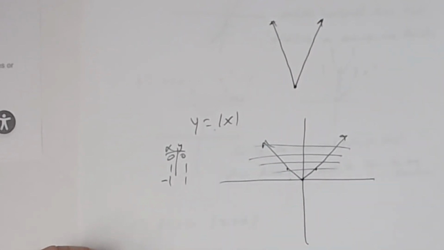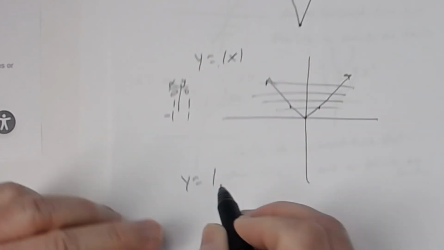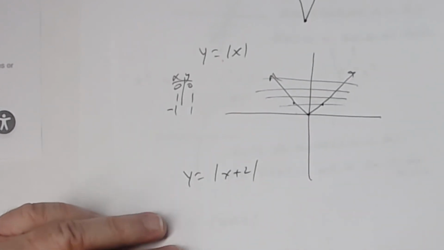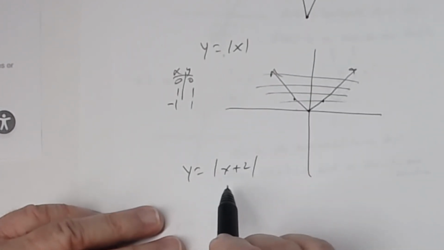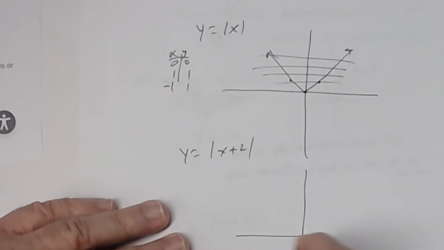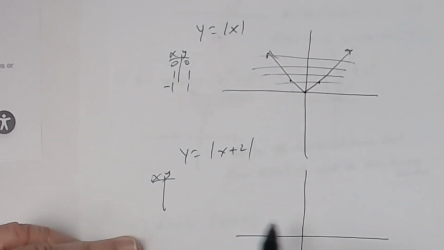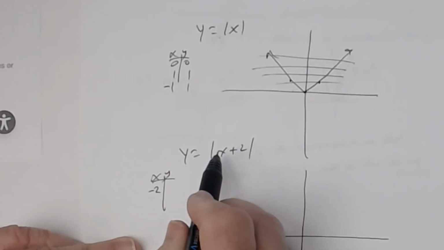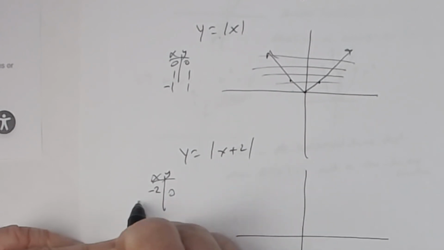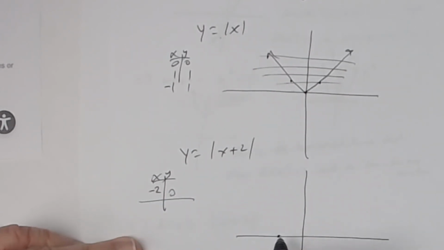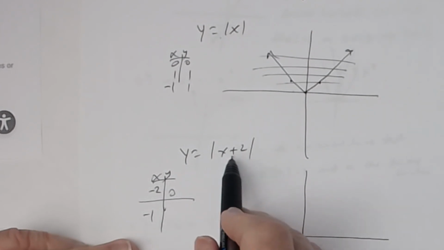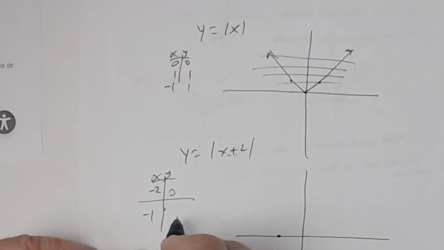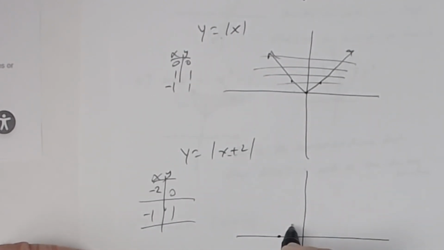So if this fails a horizontal line test, then what do you think about this, where we had the absolute value of x plus 2? Well, that should fail it also. Now, the graph of the absolute value of x plus 2 is this, right here, and you could use a t-table. So if x is -2, -2 plus 2 is 0. The absolute value of 0 is 0. So we get -2, 0 here. If x is -1, we have -1 plus 2 is 1. The absolute value of 1 is 1. So -1, 1 right here.